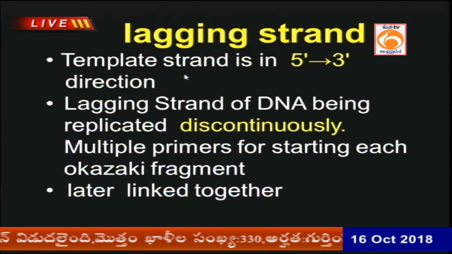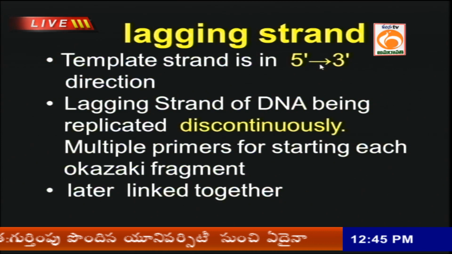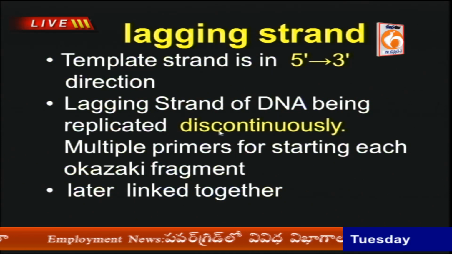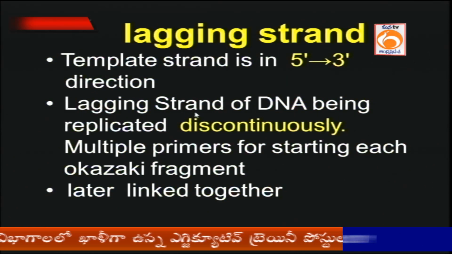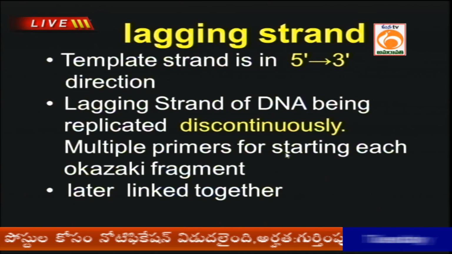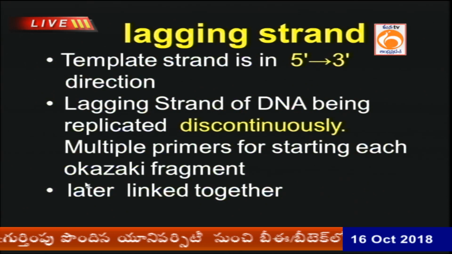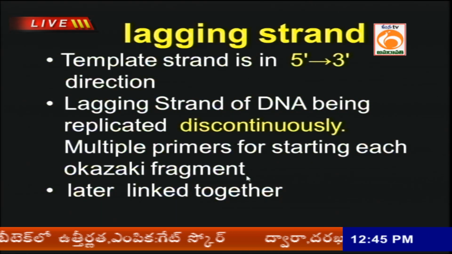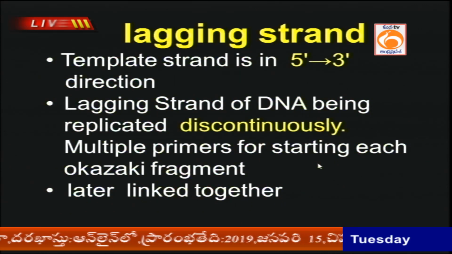In case of replication taking place on the template strand which is in the 5' to 3' direction, replication of the second strand is discontinuous. As it is discontinuous, it is called lagging strand. So, multiple primers are required here to start each fragment. These discontinuous fragments are called Okazaki fragments, in the name of the discoverer Reiji Okazaki. Later these short fragments are joined together by the enzyme DNA ligase.